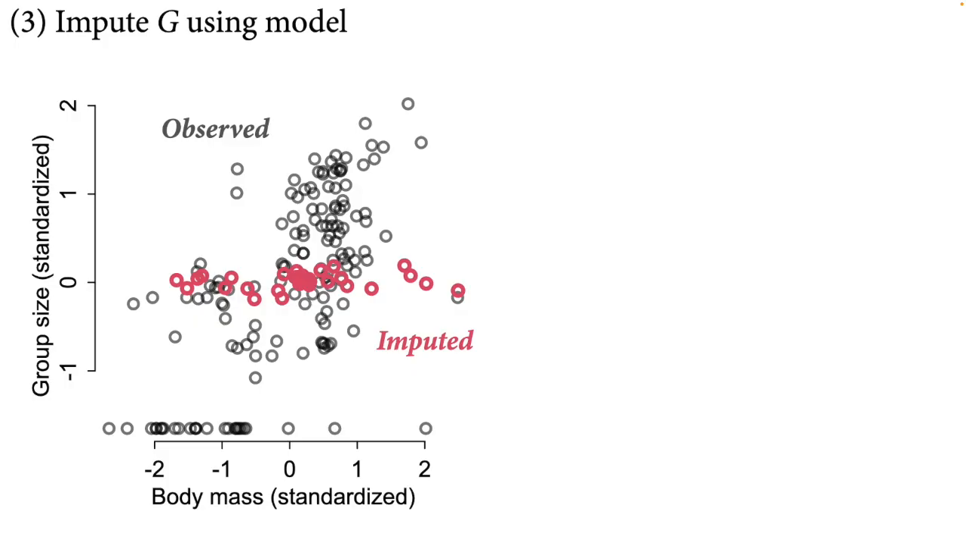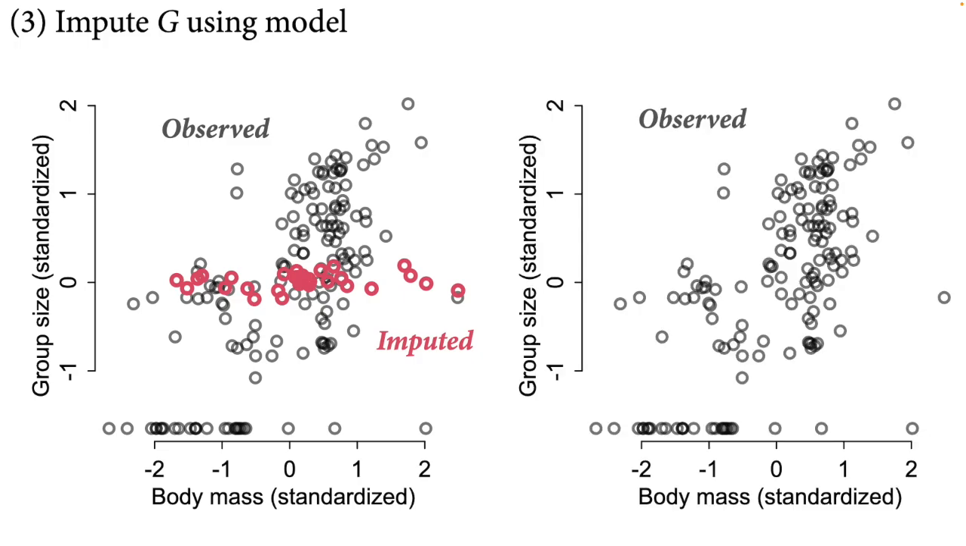Okay. So let me show you. This is what we had before, this relationship between body mass and group size. The black points are the observed values. The red points are the posterior means of the imputed values. This is obviously not so great. It'd be nice if they followed the trend.